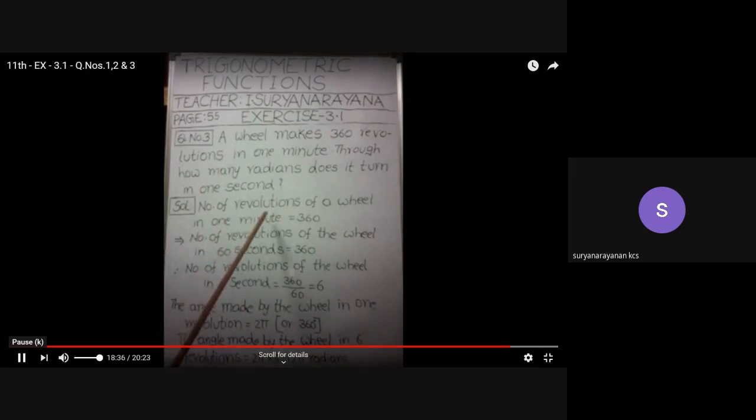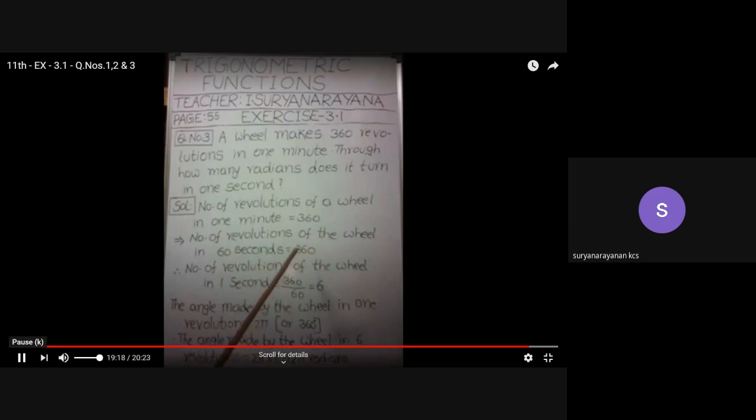Number of revolutions of a wheel in 1 minute is equal to 360. I wrote this sentence in the form of an equation. Understood this step, my dear children? This implies, what is meant by 1 minute? How many seconds make 1 minute? 60 seconds. Therefore, number of revolutions of the wheel in 60 seconds is equal to 360. Both mean the same. So in 60 seconds, the wheel makes 360 revolutions.